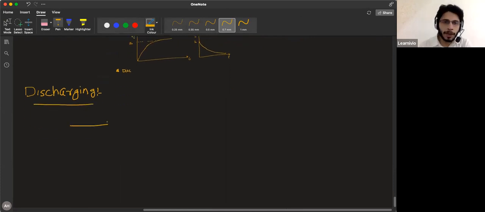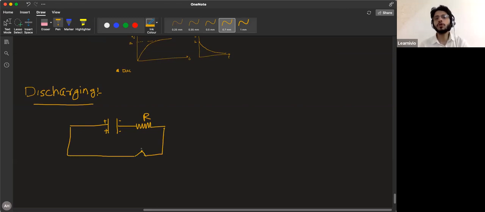Discharging means you take a capacitor. Initially your capacitor is fully charged. Then you connect your capacitor to a resistor and you close the key. So when you close the key, the capacitor starts discharging, and the charge over the capacitor starts decreasing with time. So the equation of discharging is: Q is equal to Q naught e to the power minus t by tau.